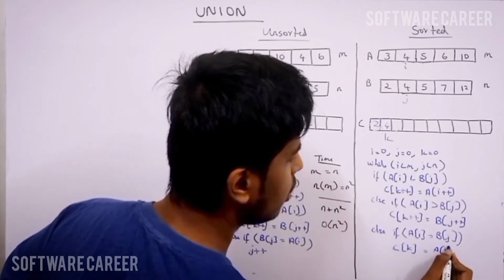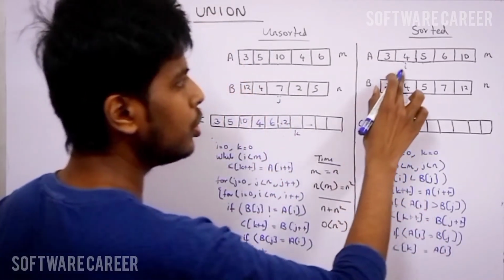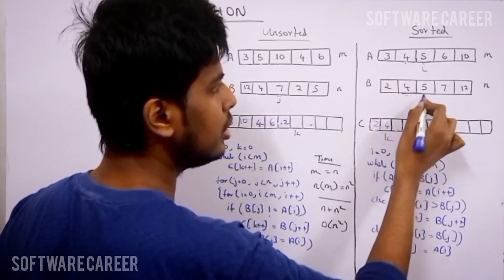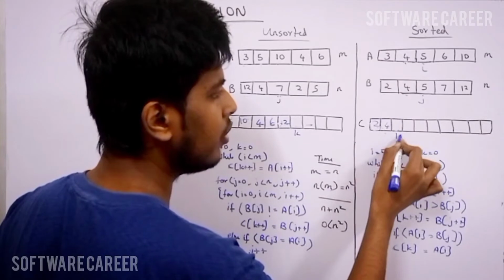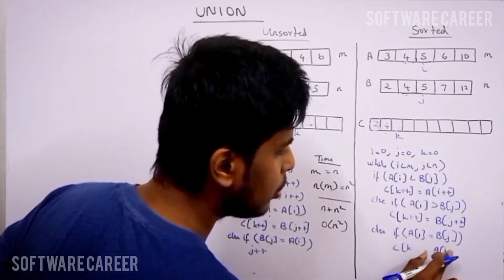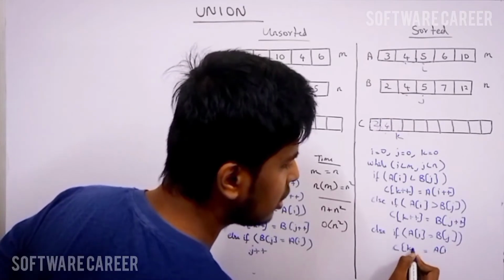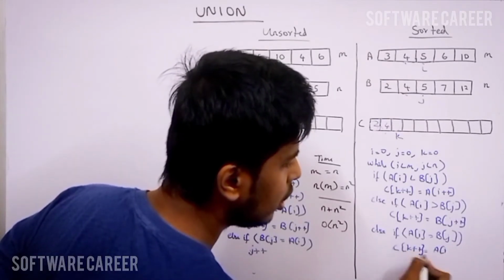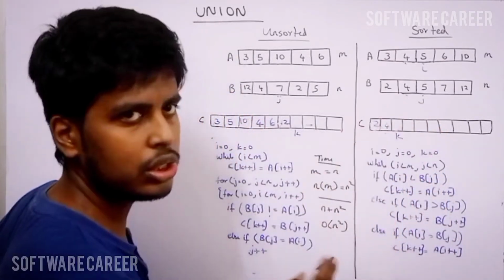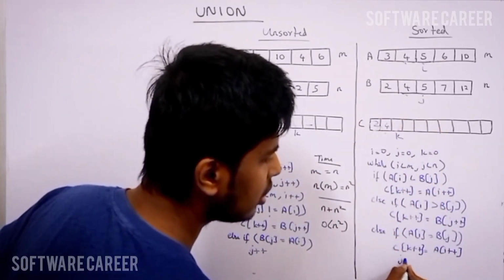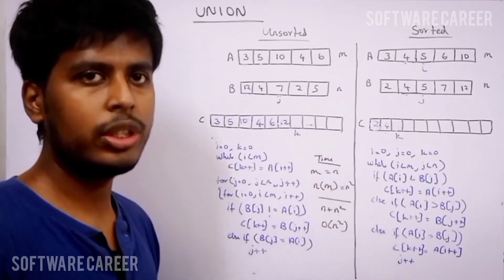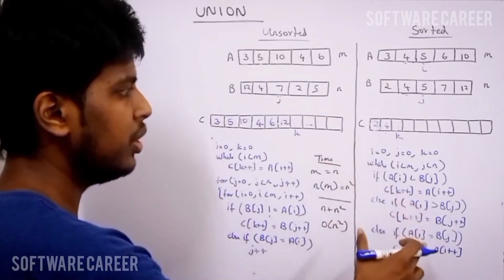I copied it. Next, what should you do? You should increase this I value, and next you should increase this J value, and you should increase this K value by 1. So I am writing here, in this bracket itself, K plus plus, then I plus plus, then you are increasing J also, so J plus plus. See, this is how you write the code for union of sorted arrays.